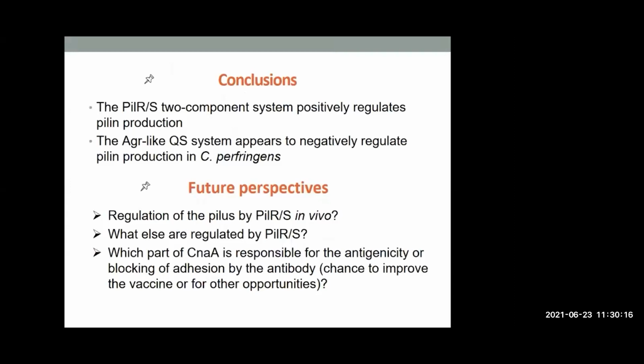There are some questions that still remain. How is the regulation of PilI by PilR and S in vivo? And the second question, what else is regulated by PilR and S, this new two-component system? The third one, which part of CNA is responsible for the immunogenicity or blocking of the adhesion by the antibody? This would present some chance to improve the vaccine and for other opportunities.